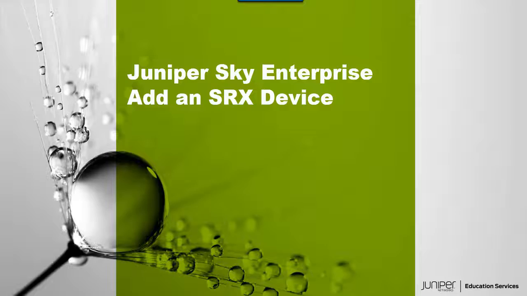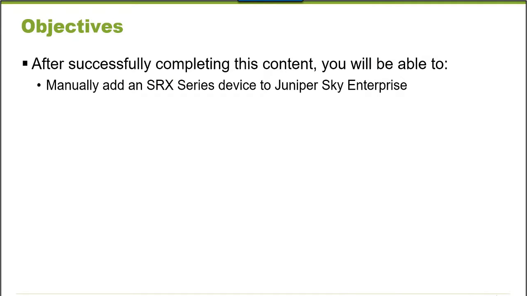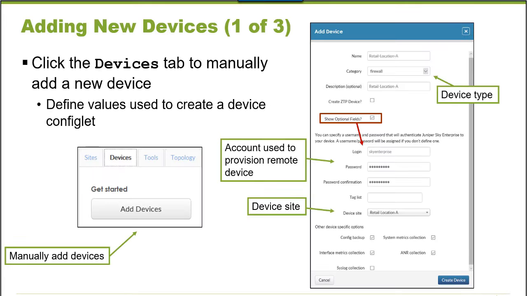Let's get started. After successfully completing this learning byte, you will be able to manually add an SRX Series device to Juniper Sky Enterprise. To perform this function, the Juniper Sky Enterprise interface provides an Add Devices option. Now, this will allow you to manually add a device.